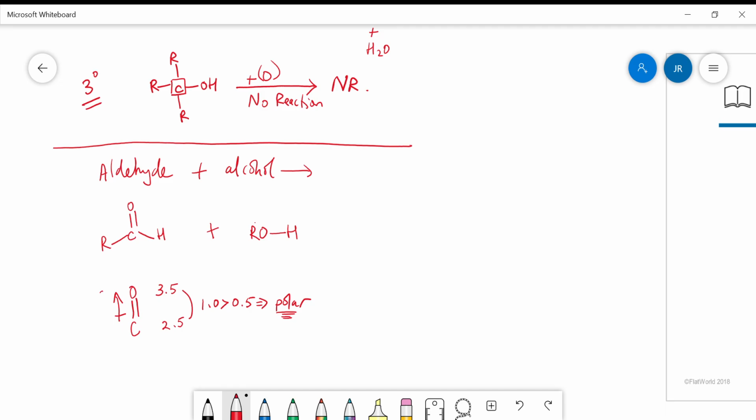We accessorize the oxygen with a delta negative sign. Delta just means partial, so that's an accumulation of partial negative charge.